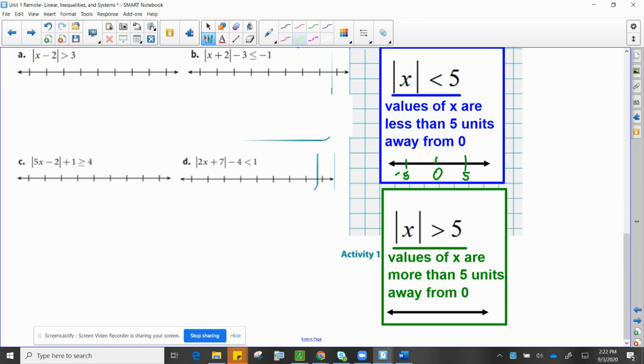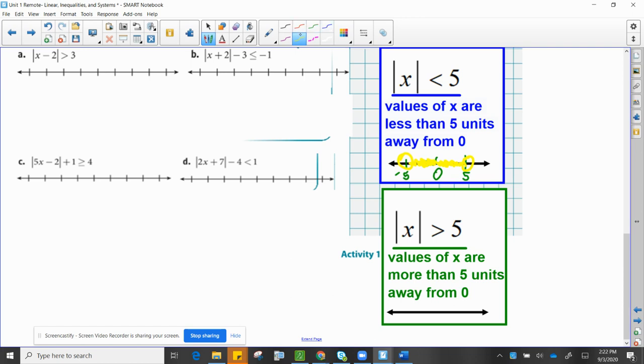So if this is 0, that means all values have to be less than 5 units. So that means they're going to be here, or on the positive side, here. If I put my open circles on 5 and -5, it's all the values that are less than 5 units away from 0. So they kind of go towards each other.